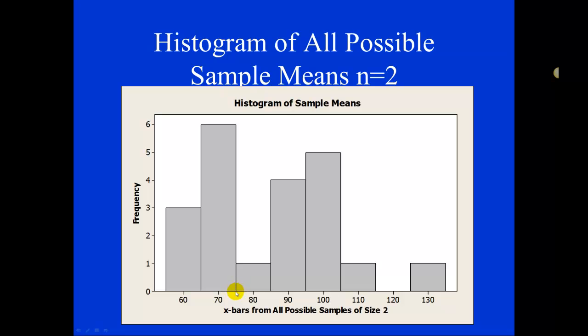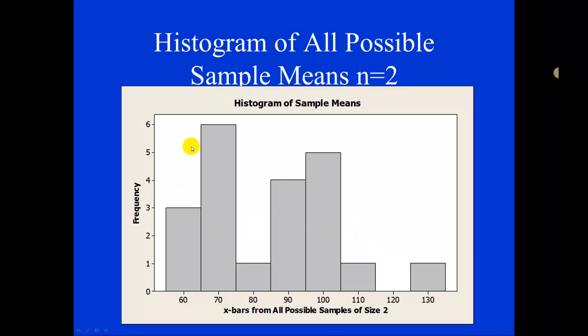I could also ask, what's the probability that I take a sample and get a sample mean that is 75 or less? So 75 is right in here. The number of sample means that were less than 75 is 3 plus 6, so 9. So the probability of getting a sample mean less than 75 would be 9 divided by 21, which is 40-something percent. So you can see how we use sampling distributions to find probabilities about sample means.